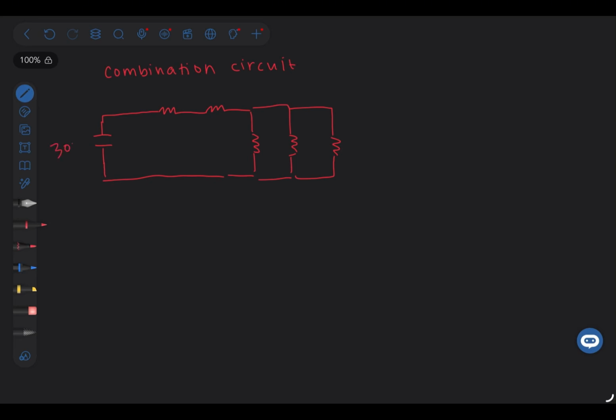Okay, so the total voltage is 300 volts, R1, R2, R3, R4, and R5. So R1 is 10, R2 is 20, R3 is 30, R4 is 20, and R5 is also 20. And so first, we're going to do the parallel circuit first.